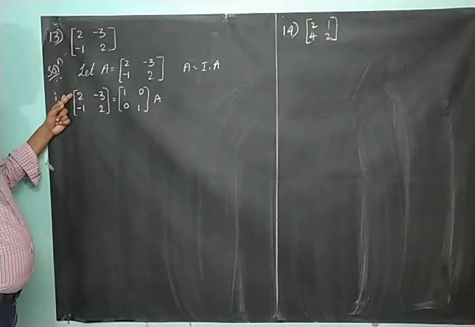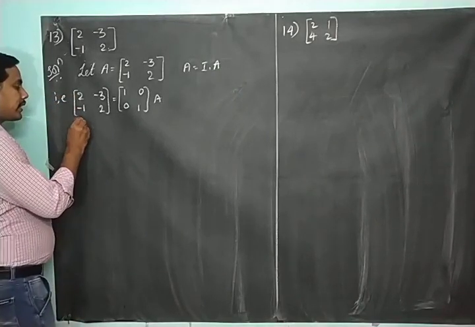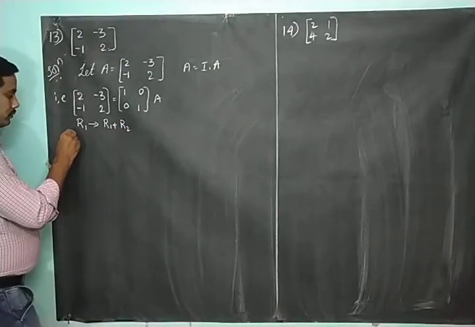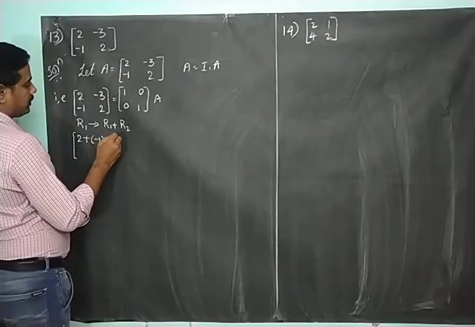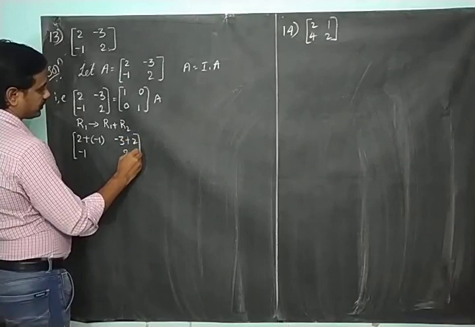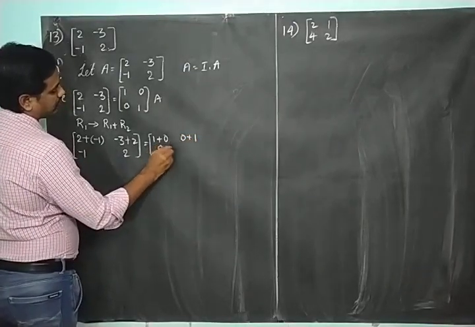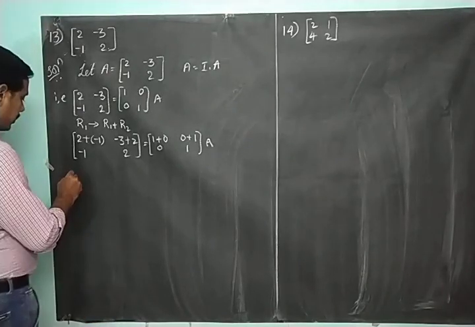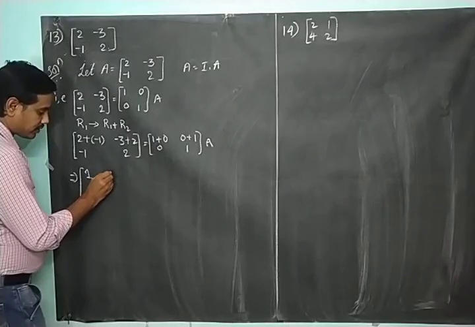So now we have 2 here, that has to be converted into 1. How can we convert this 2 into 1? By adding row 1 and row 2. So I can write row 1 changes to row 1 plus row 2. Then what I will get? 2 plus of minus 1, then minus 3 plus 2, this is minus 1, this is 2, will be equal to 1 plus 0, 0 plus 1, 0 and 1 times of A, because R1 plus R2. Okay, so what will this give us? 2 minus 1 is 1, minus 3 plus 2 is minus 1.